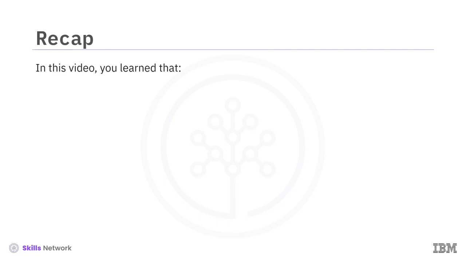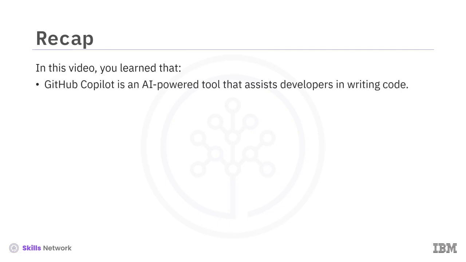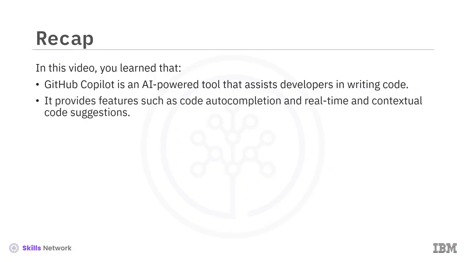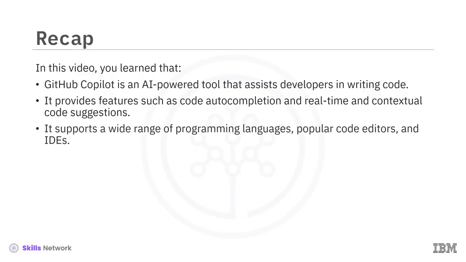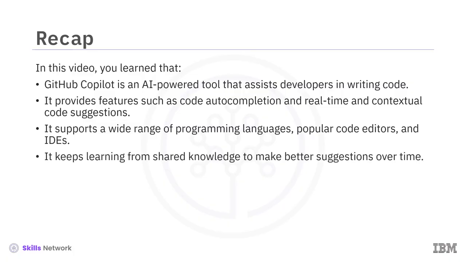In this video, you learned about GitHub Copilot. GitHub Copilot is an AI-powered tool that assists developers in writing code. It provides features such as code autocompletion and real-time and contextual code suggestions. It supports a wide range of programming languages, popular code editors, and IDEs. GitHub Copilot keeps learning from shared knowledge to make better suggestions over time.